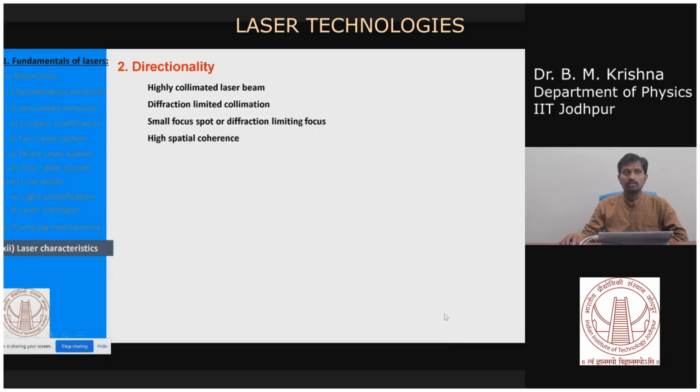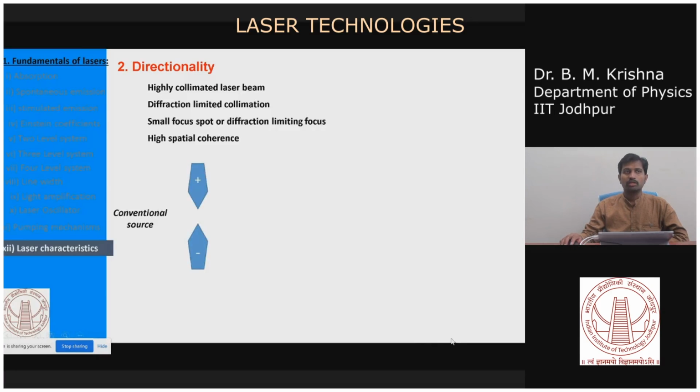And also the directionality will tell you the high spatial coherence. In the monochromaticity it gives you high temporal coherence. High monochromaticity is nothing but high temporal coherence, so that at any later time you can retrieve your amplitude or the phase information. But here with the high directionality you will have the same thing, high spatial coherence.